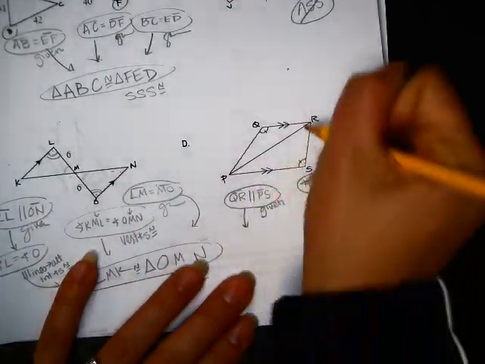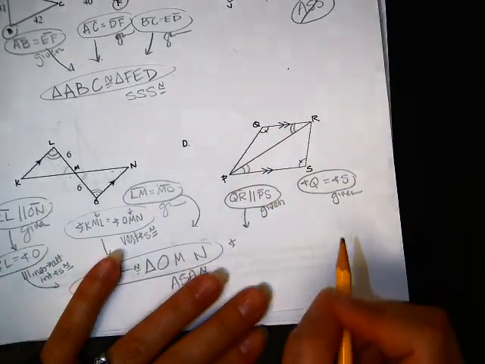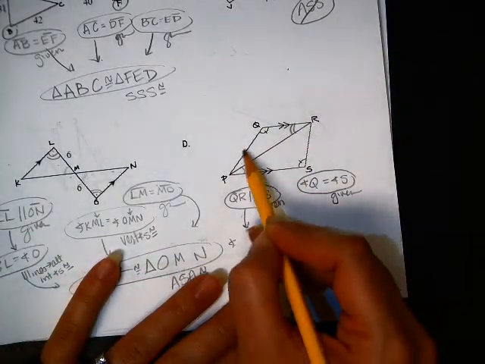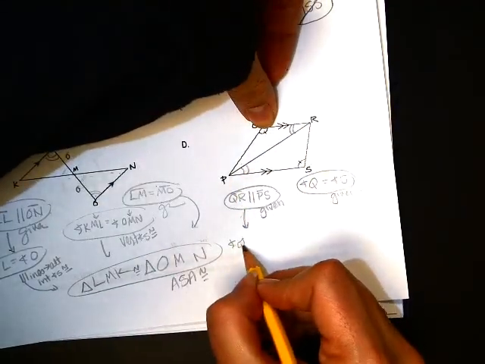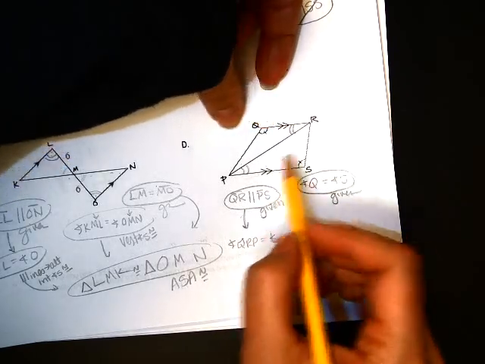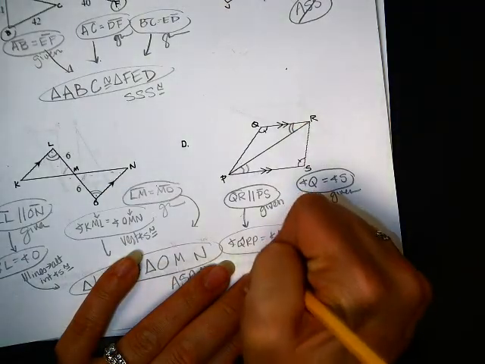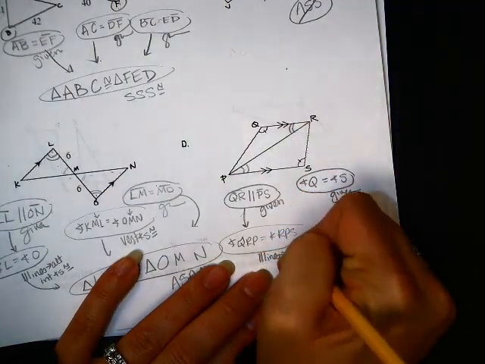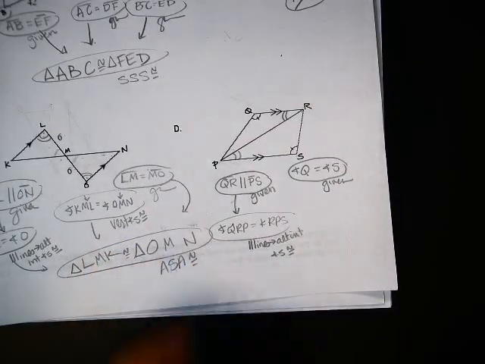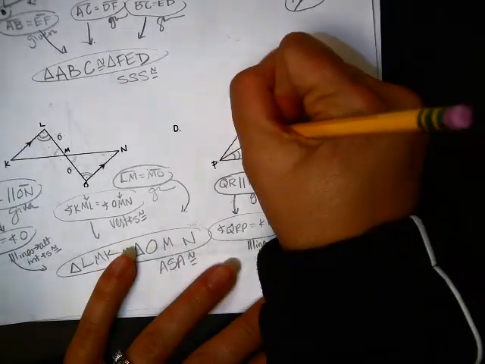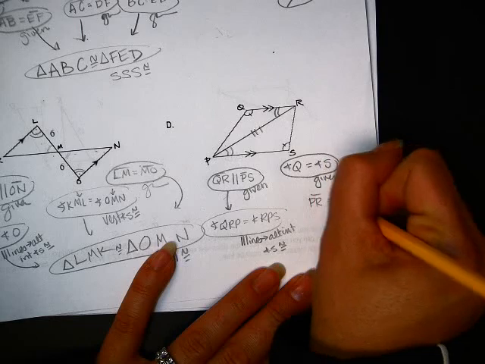So our parallel lines give us angles, and those specific ones are not P and R because P could be here or here or here. So I need to be more specific. So I'm going to say QRP and RPS. And again, that is parallel lines imply alternate interior angles are congruent. And that gives us AA, but I need a side. Unfortunately, I have it with my reflexive. PR equals PR.